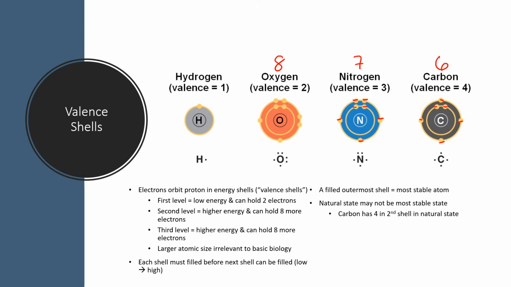Each shell must be filled before the next shell can be filled. So for hydrogen here, you can't say, well, it already has 1 electron. If it wants to take on a second electron, you can't give it a new valence shell. You have to instead pair it up in the first shell, fill it up, and then if you want to add a third electron somehow, you would then add a new valence shell.